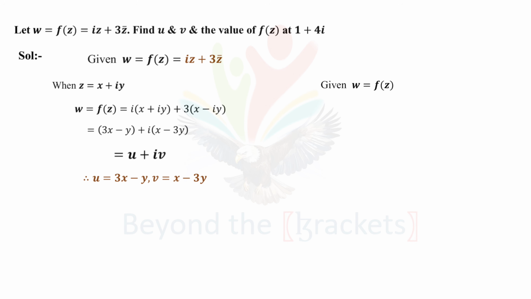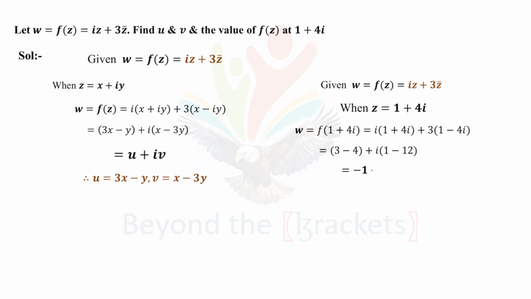In the second part of the question, we are asked to find the value of f of z at 1 plus 4i. Since f of z is iz plus 3z bar, substituting z is equal to 1 plus 4i, we get i into 1 plus 4i plus 3 into 1 minus 4i. Again, i square will be equal to -1, so this will be simplified to -1 minus 11i.